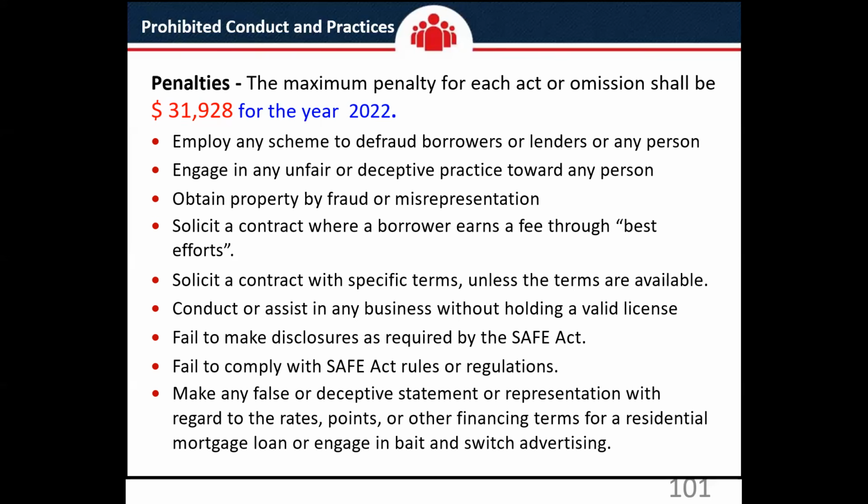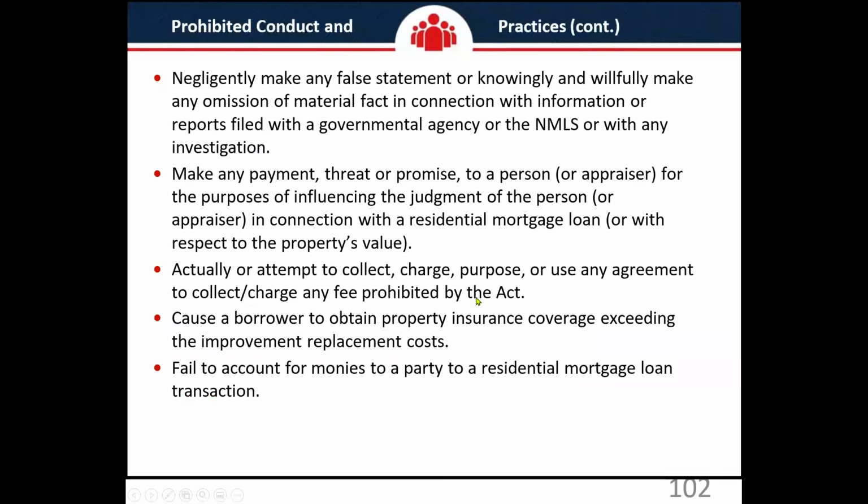You cannot fail to comply with SAFE Act rules and regulations. You cannot make false and deceptive statements or representations with regards to any rates on the loans, the points out there, or other financing terms for a mortgage loan. You cannot engage in bait and switch advertising. You cannot negligently make any false statements or knowingly, willfully leave out some material fact in connection with the information or reports that are going to be filed.